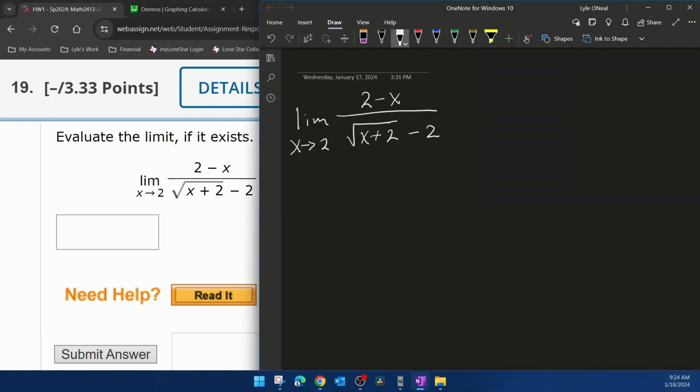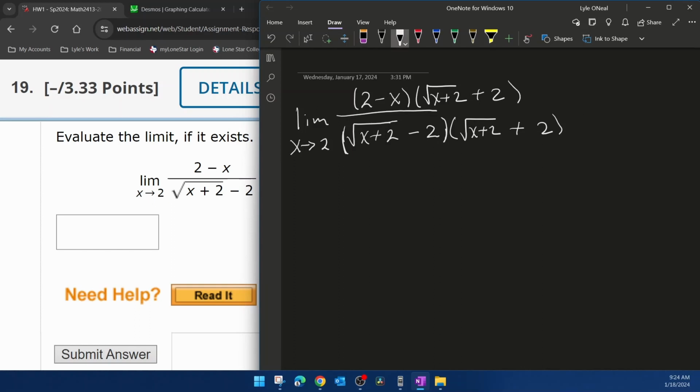I choose algebra. So since the denominator has a square root, what I'm going to do is rationalize. I'm going to multiply the numerator and the denominator by the conjugate. So the conjugate of the denominator would be the square root of x plus 2 plus 2. And whatever I do to the bottom, I have to do to the top.